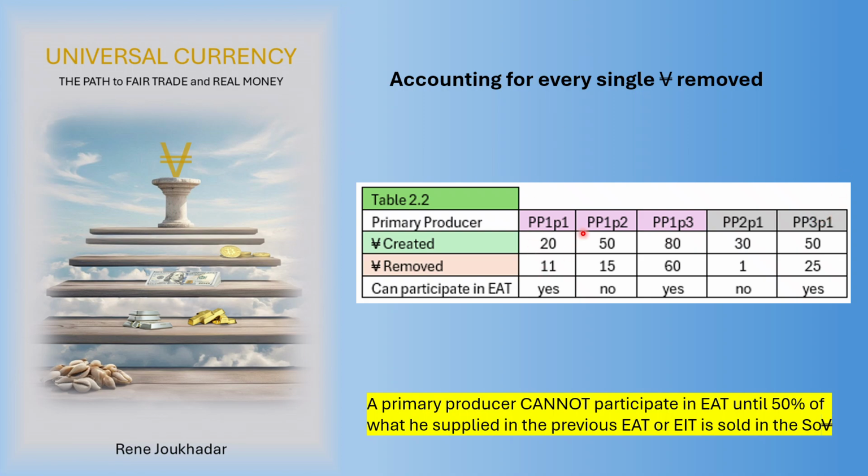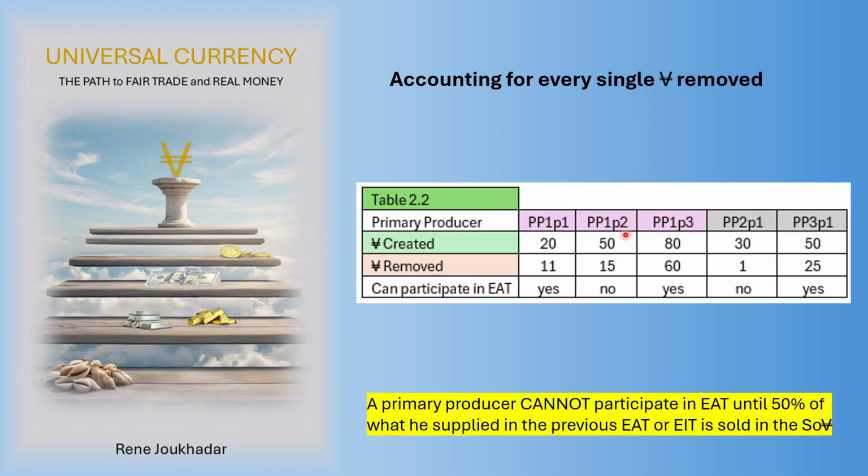So if primary producer number 1 earned 20 V's for primary product number 1, and he sold what is worth 11 V's, which means he sold more than 50% of that particular product, then he can participate in EAT. Note that I use product and V's interchangeably because if the V's are removed from the system, it means that the product is actually sold.